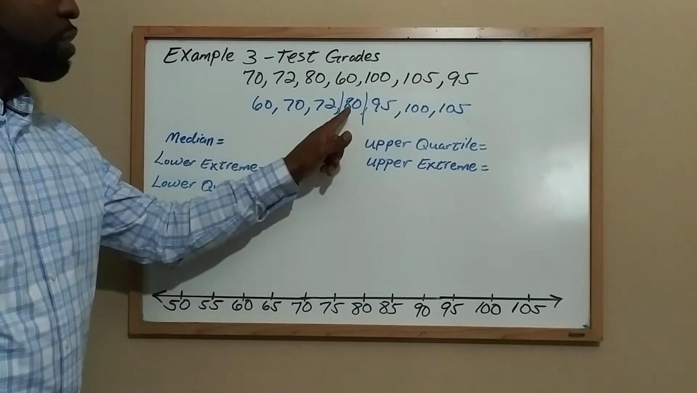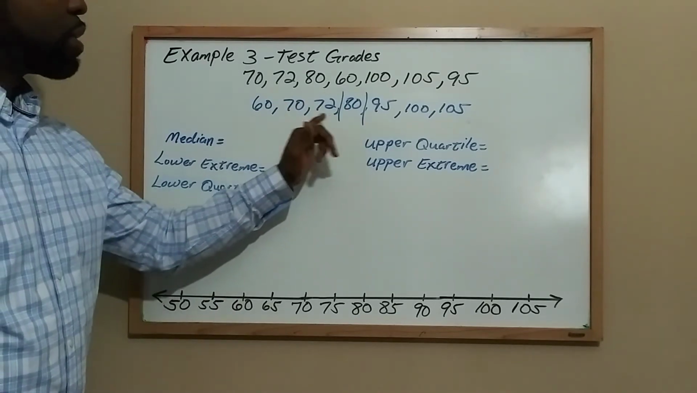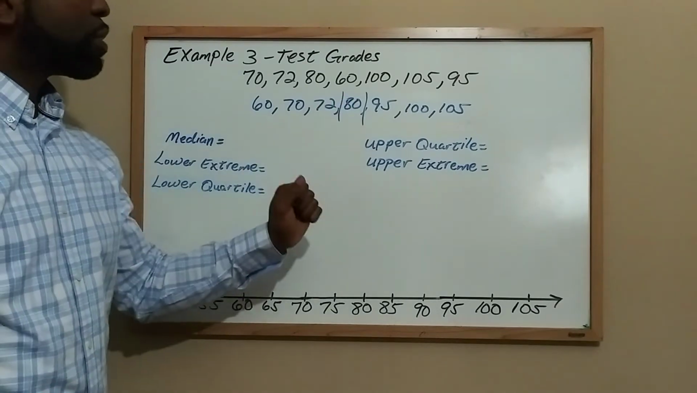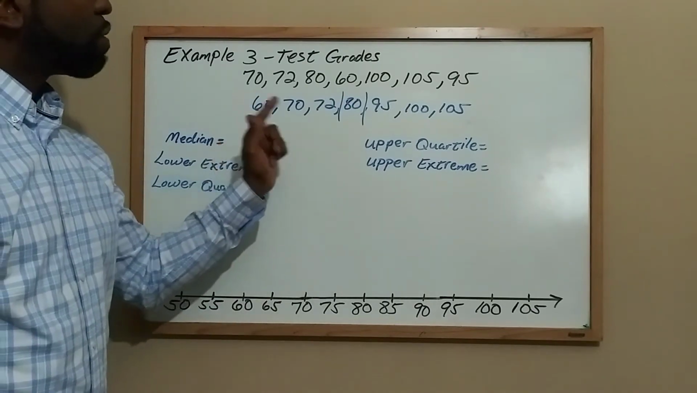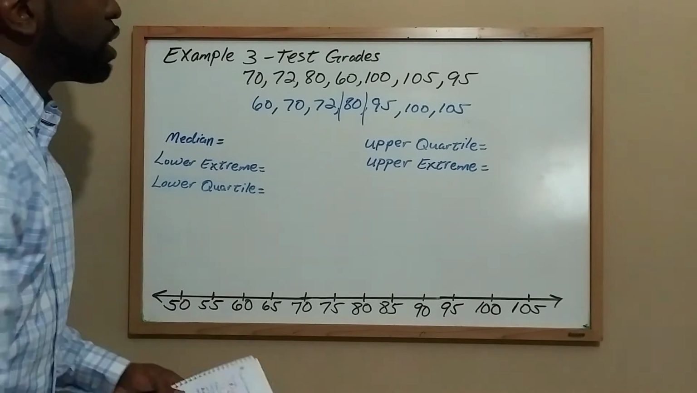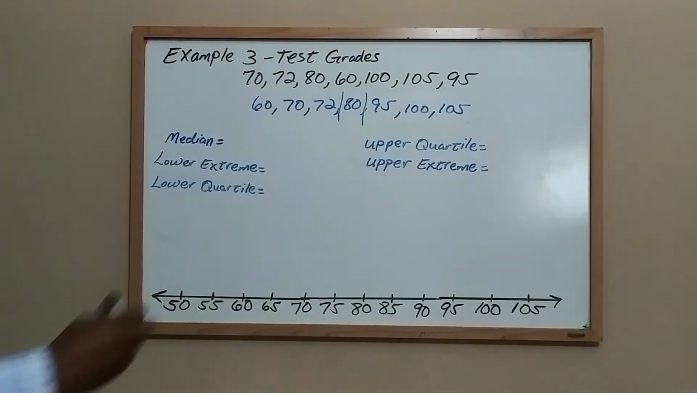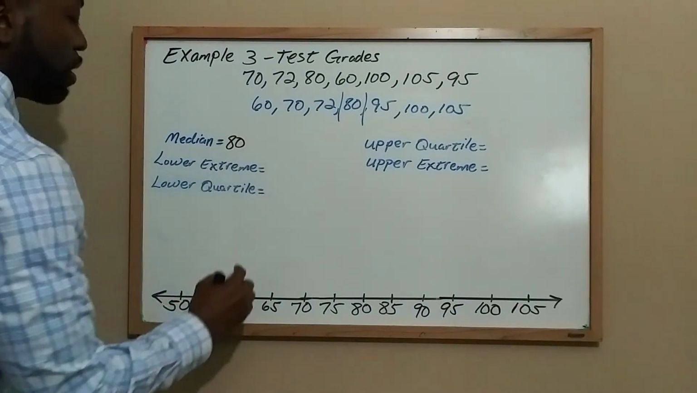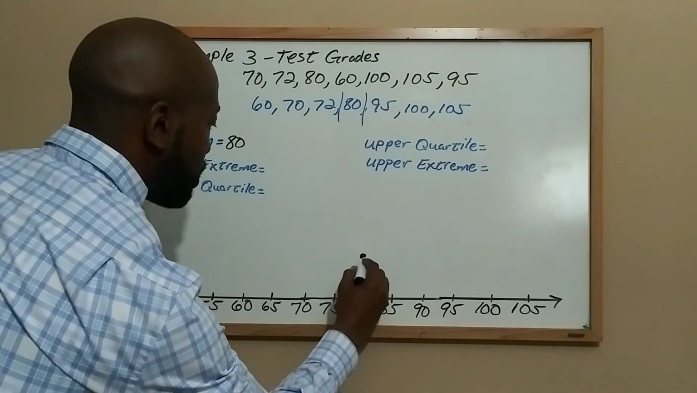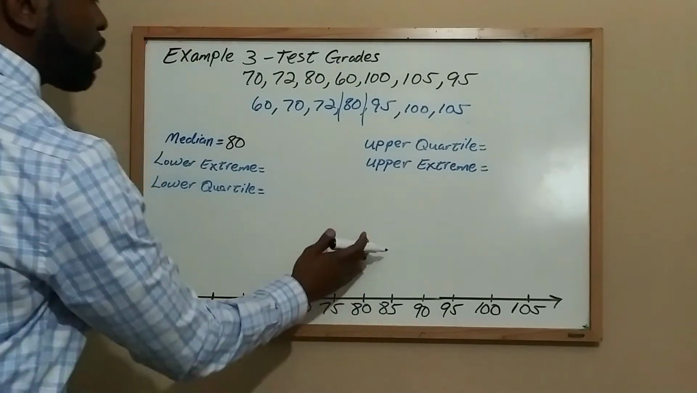Let's check and see if the median is correct. We should have the same amount of numbers to the left of the 80 and the same amount of numbers to the right. 1, 2, 3 numbers to the left of the 80 and 1, 2, 3 numbers to the right. So the median is 80. Let's put a point where that would be on the number line right above the 80.